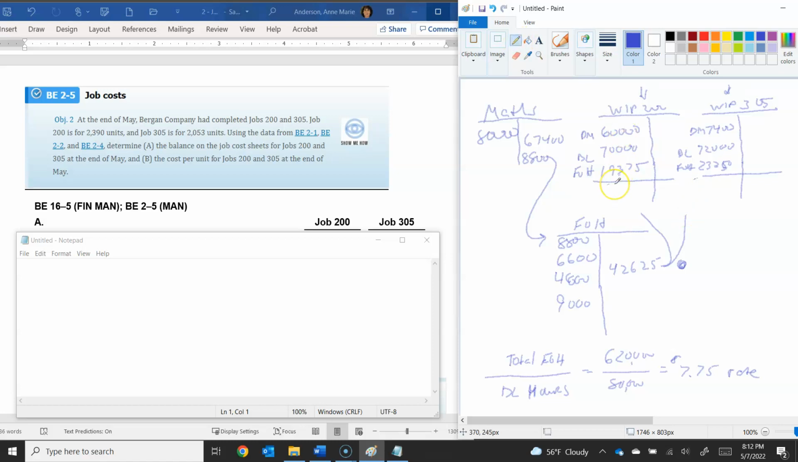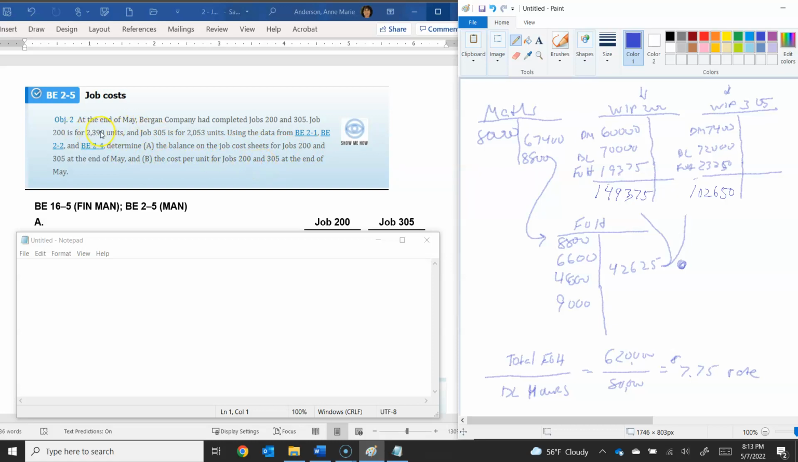If I add these three up, the direct material, direct labor, and factory overhead, the total cost for job 200 was $149,375. And the total cost for this one, $102,650. Okay, so that's the question they ask you in this one: the balance on the job cost sheets for the jobs. And they ask you one other thing, the cost per unit for jobs 200 and 305.